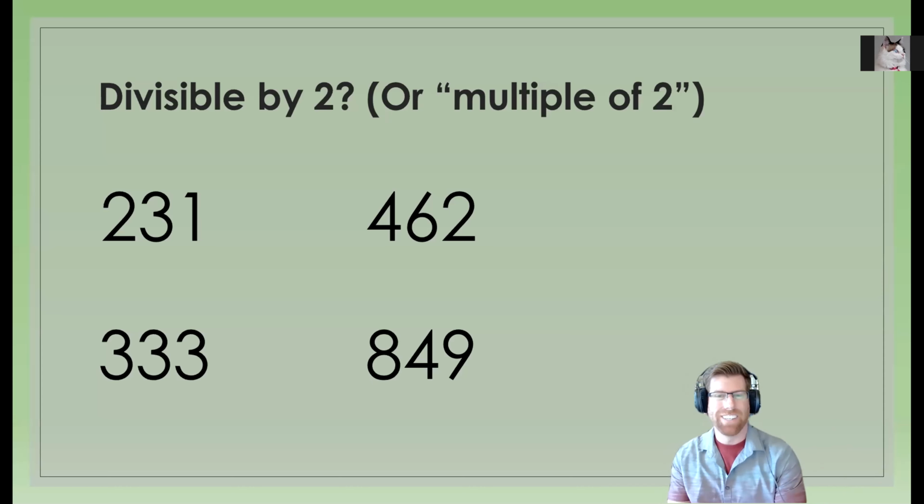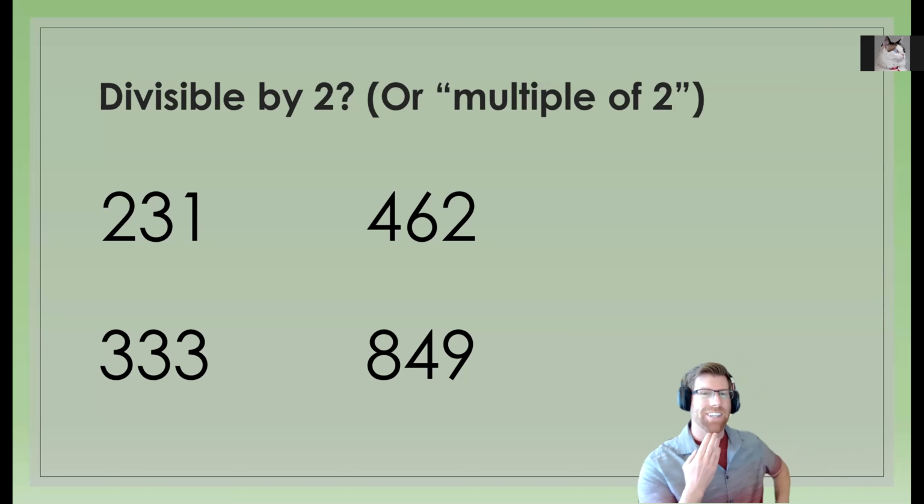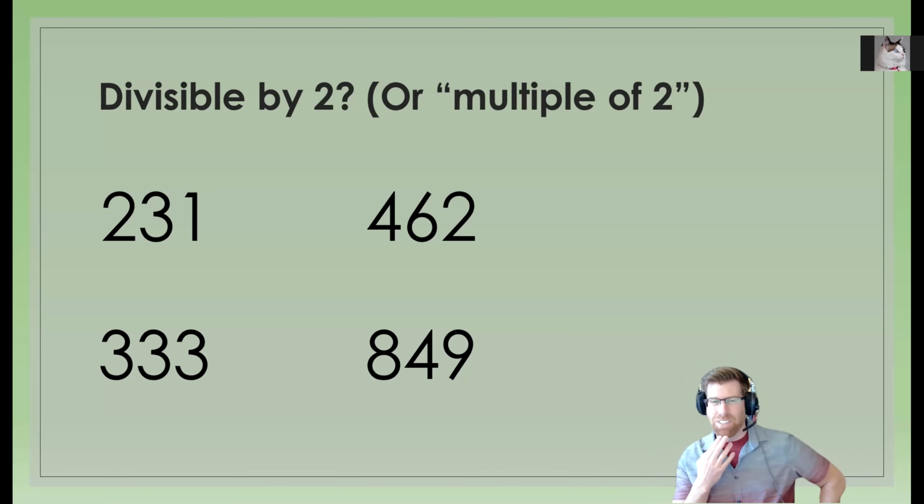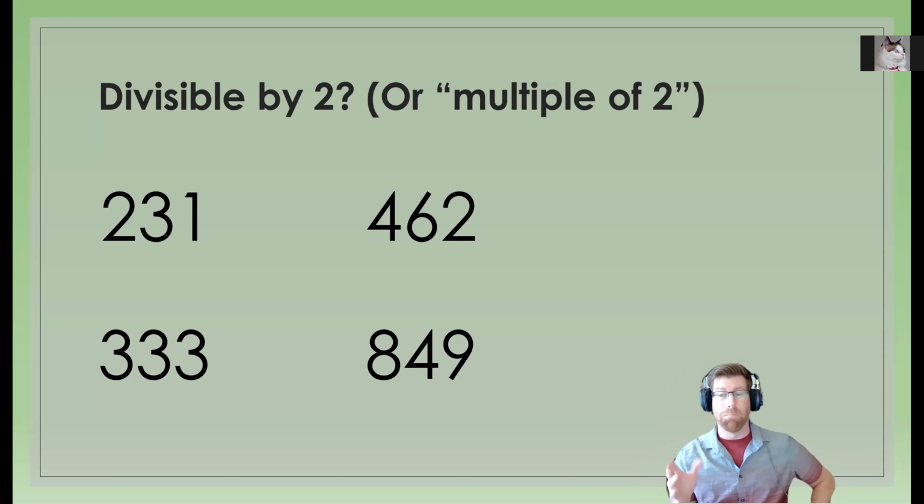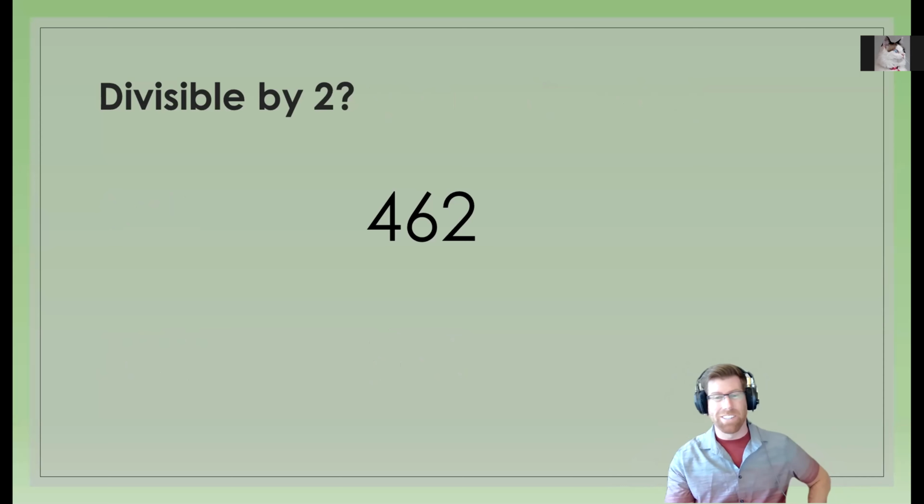Divisible by 2, right? Think to yourself here, which of these numbers is divisible by 2? And when we say divisible by 2, we also mean a multiple of 2, like 2 times something would give you this number. Which one of these 4? 462, right?